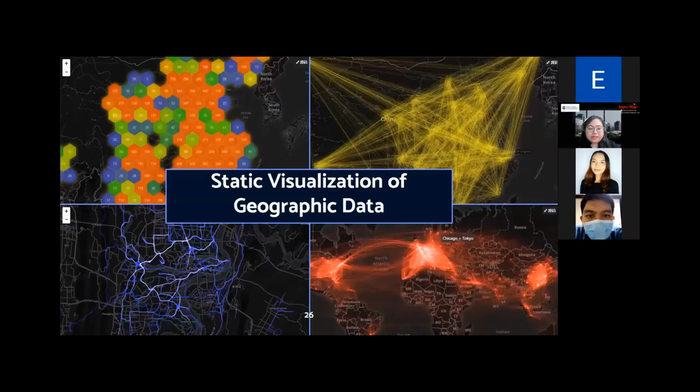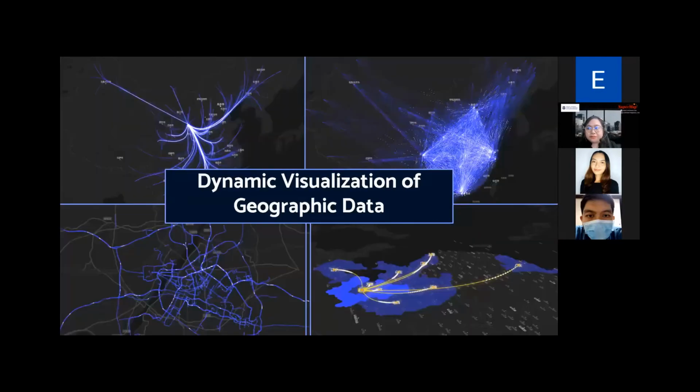This is the example of static rendering visualization of geographic data. It supports grid map, OD map, road map, and other static geographical visualization. From static visualization to dynamic visualization, it also supports the visualization of dynamic data such as strong boundary map, dynamic OD diagram, trajectory map, and so on.